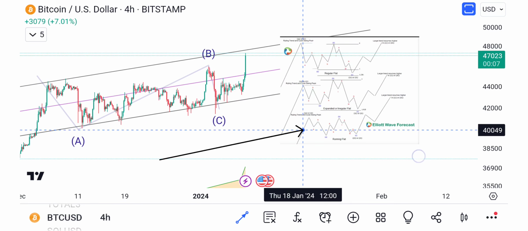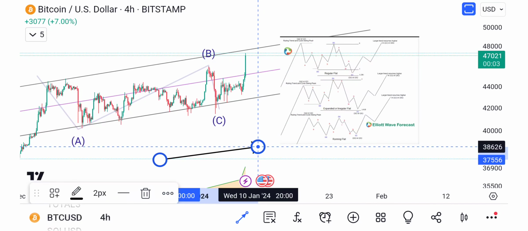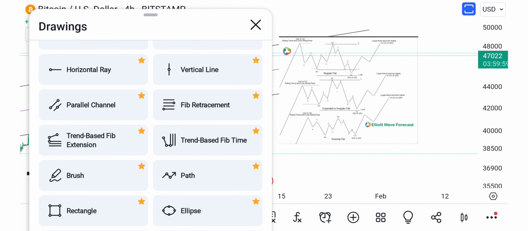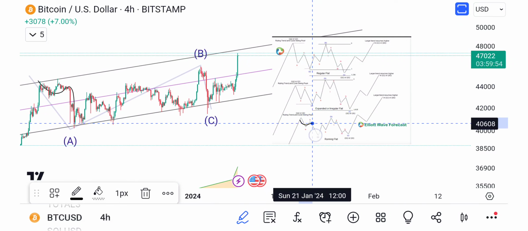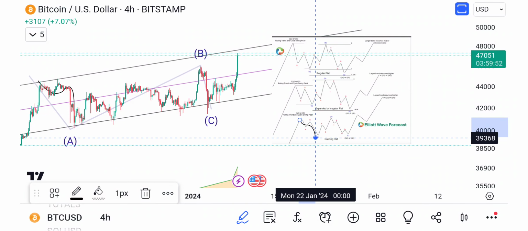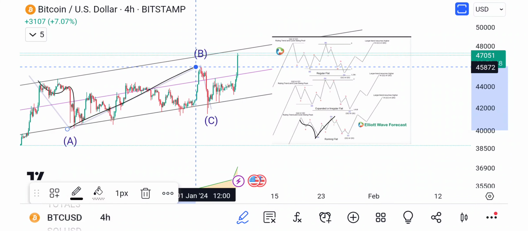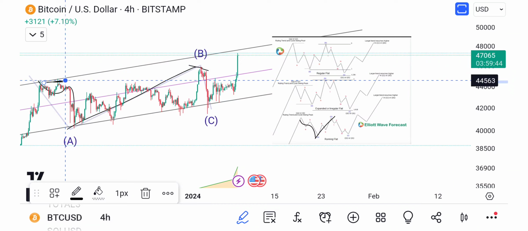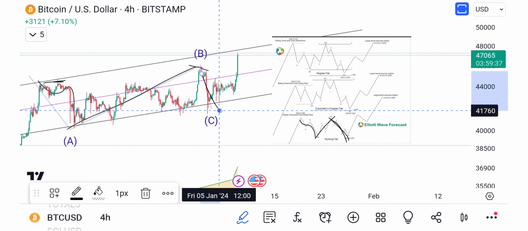One of the examples I liked was the bottom one, so I'll show you here. We have ABC right here, ABC, and then we go into our B wave, right? Now the B wave can take out the top, or it doesn't have to take out the top, either way. And then we shoot down rather quickly.